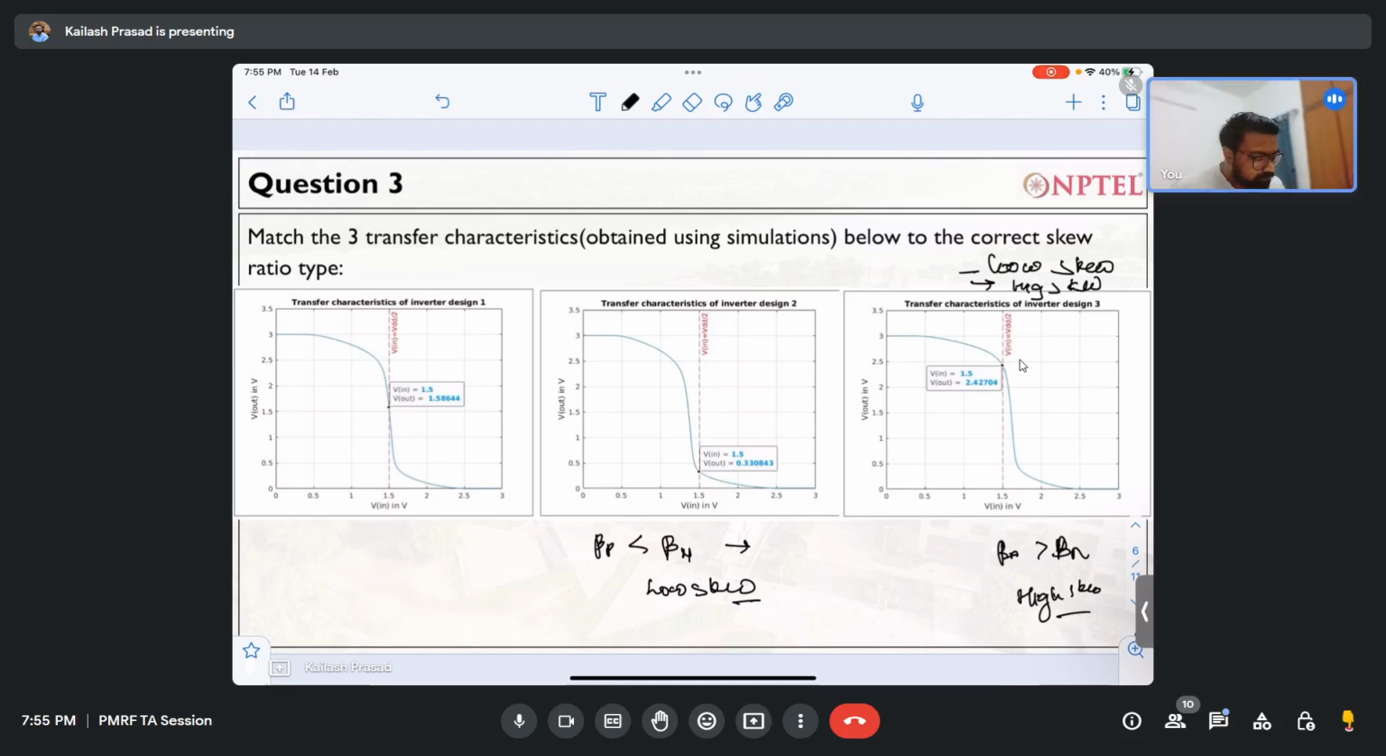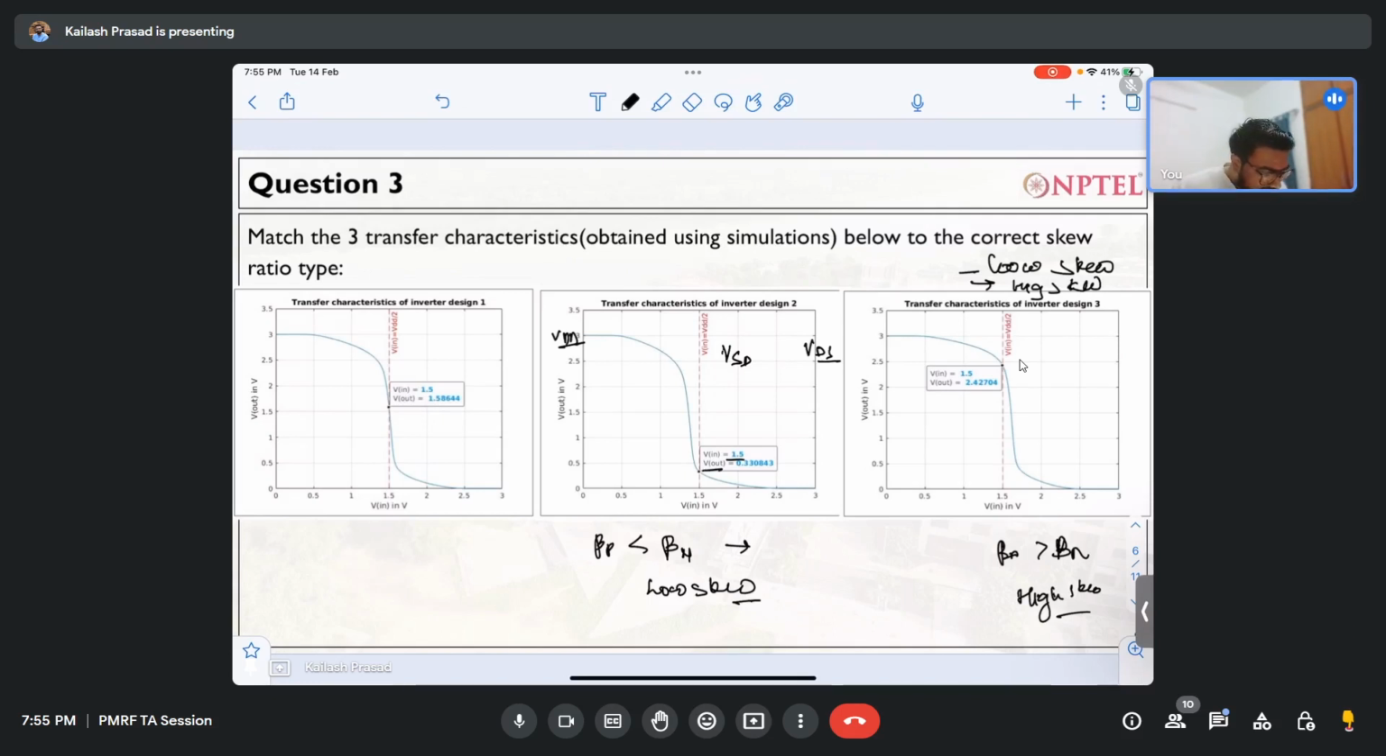See, what you have to do is just calculate the VSD of PMOS and VDS of NMOS at VDD by 2. So you see, if you provide Vin at 1.5, and VDD is 3, the output that is coming is 0.33.